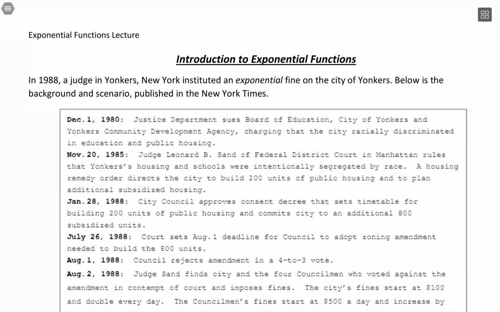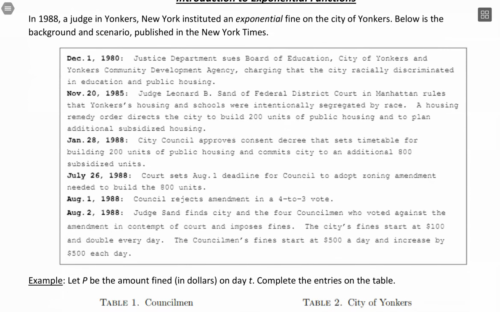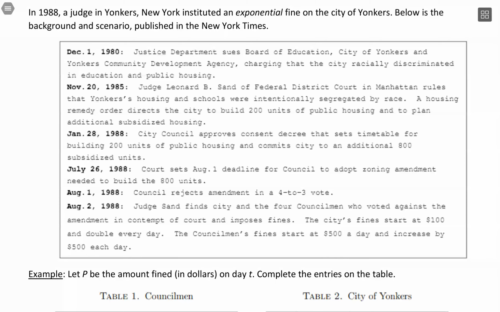This judge ended up giving two fines: fines to some councilmen and fines to the city of Yonkers. This is just to give you some background on why the judge instituted the fines. You can read up on this information from a New York Times article. But in terms of getting into the math of it, we're going to focus on what happened here on August 2nd.